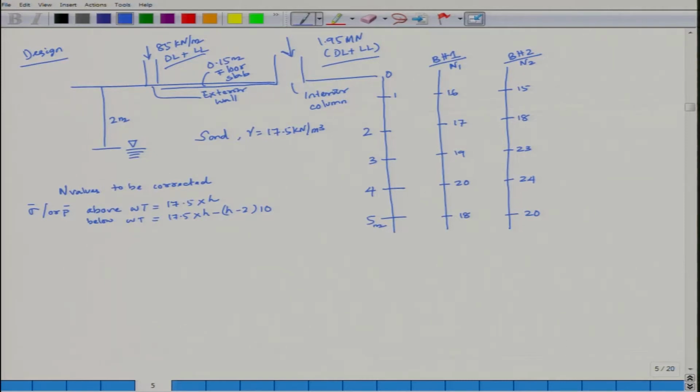So put it in a tabular form: H in meter, P prime in kilonewton per meter square. The correction factor you can get from the IS code. Then for borehole 1, there is N field, then N corrected, then your N cumulative average, and the second one is borehole 2, again N actually filled, N corrected, then N cumulative average.